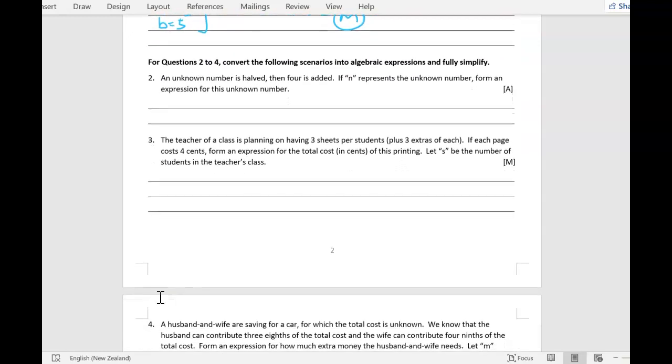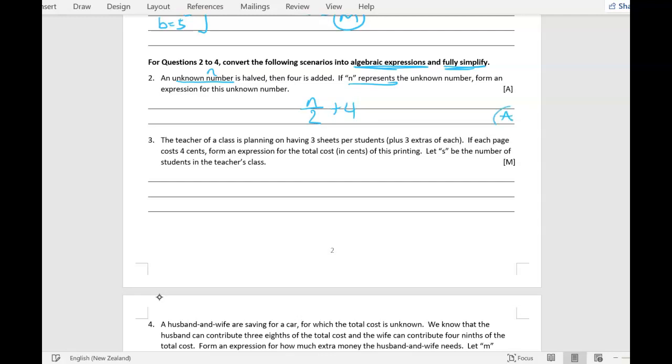For questions 2 to 4, convert the following scenarios into expressions. And then key thing is fully simplify that as well. And that applies to everything you do in algebra. Always fully simplify those. So question 2, let's say an unknown number, and we've been told that unknown number is called n, is halved and then 4 is added, so it's going to be n divided by 2, because halved is divided by 2. We're then going to go plus 4.